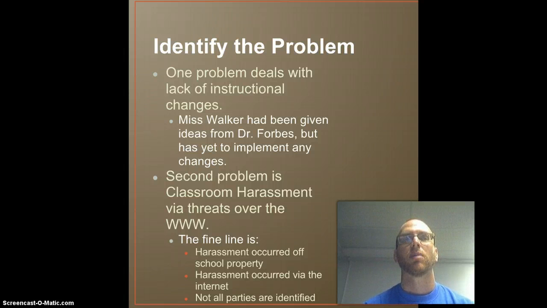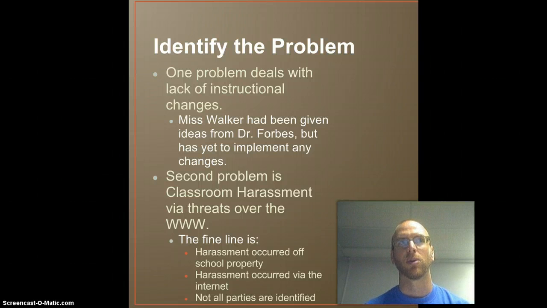When identifying the problem, I felt like there was more than one problem. One problem, I think, deals with the lack of instructional changes. I think Miss Walker had been given ideas from Dr. Forbes, but the article said that she has yet to implement any of these changes. This is a key factor, I think, to go with why she received the threatening email to begin with, because her style and techniques of delivery don't quite mesh with the students, and she needs to be open for changes. So I thought that was one problem with our case.